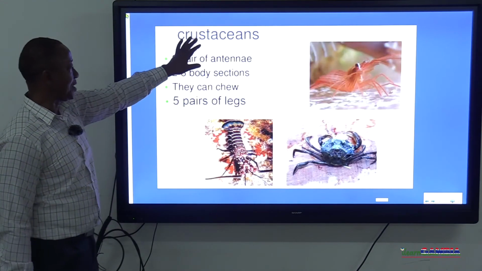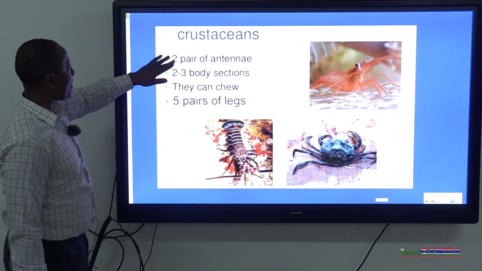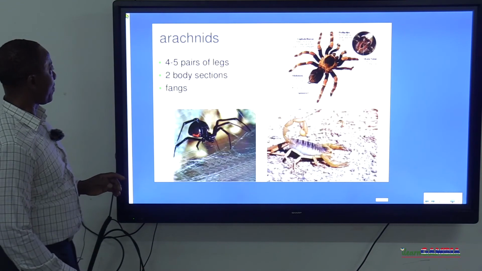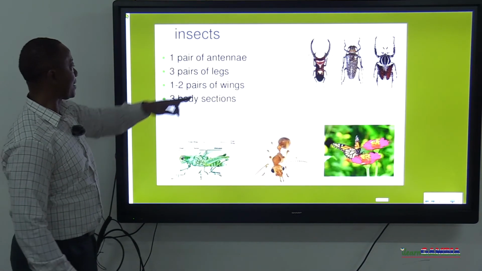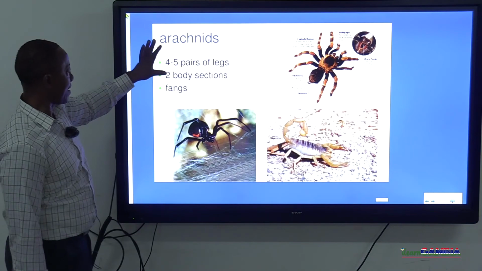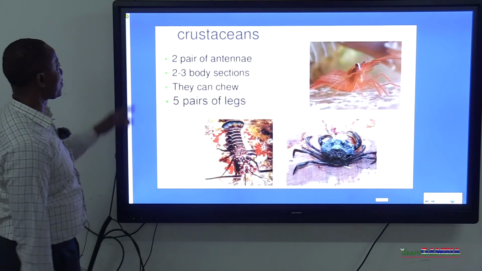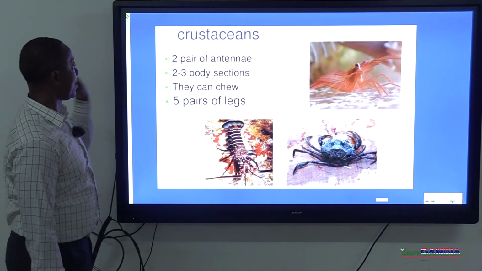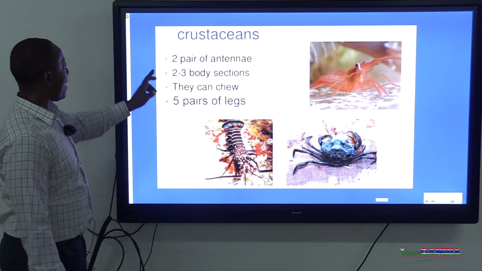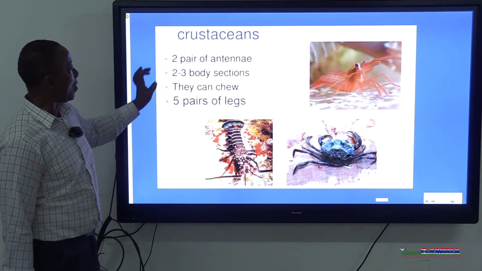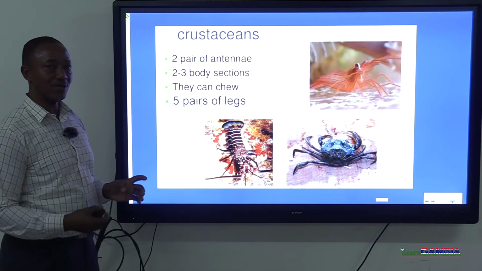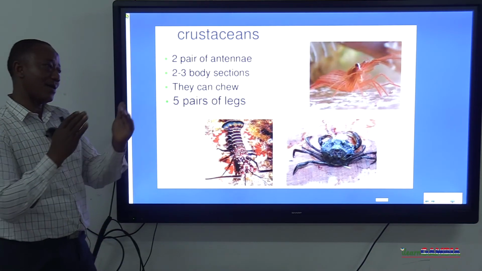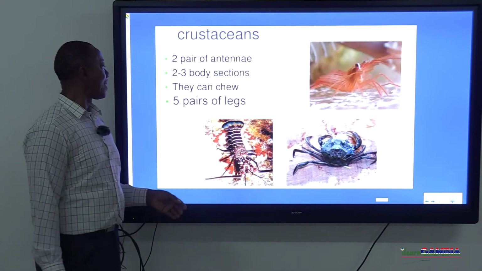Next group is the crustaceans. They have 2 pairs of antennae. Now you have to be careful, because if we go back, we met antennae in insects. When you come to the arachnids, there are no antennae. When you come to the crustaceans, they have 2 pairs. The insects have only a pair. Their body might be 2 or 3 sections. So there are some that have only a head and the rest of the body. There are others wherein you have a head, a thorax, and an abdomen.